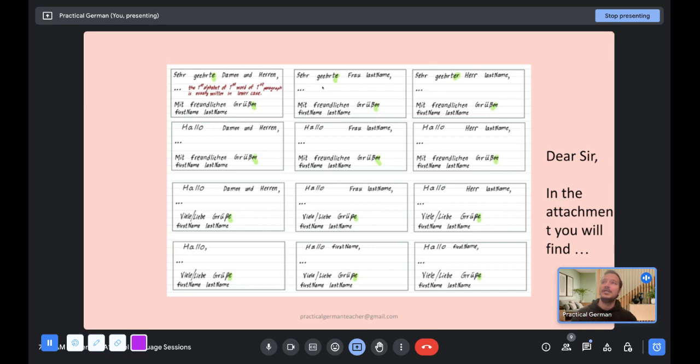So this is sehr geehrte Damen und Herren. Let's say you know that on the other side it's a woman, someone who tells you that she's a woman. Then you will go with sehr geehrte Frau, and the Frau's last name. In English we have Miss and Mrs. and Mr. In German there is nothing like that. Whether the woman is married or not, you address both of them as Frau. Then the last name, and this one remains the same. This rule applies over here as well.